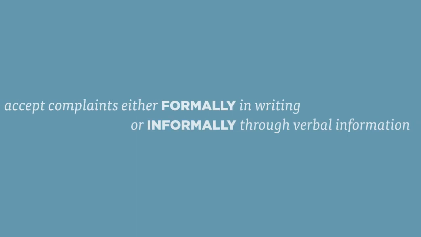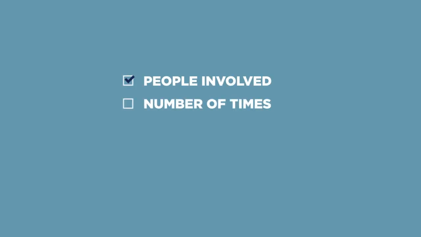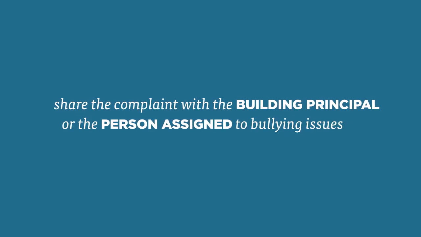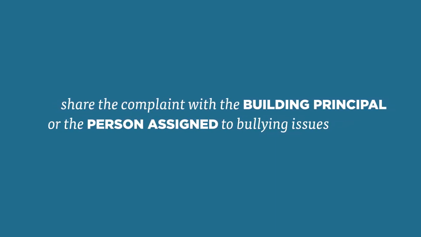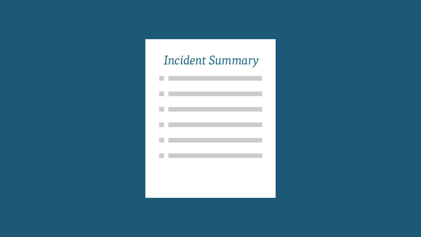1. Accept complaints either formally in writing or informally through verbal information. This includes the names of people involved, the number of times and places of actions, and names of potential witnesses in an incident report. 2. Share the complaint with the building principal or the person assigned to bullying issues. Accept, review, and take action on an anonymous complaint if the witness requests confidentiality. 3. Make reports of incidents available to families with students involved. Provide a summary of all incidents twice a year to the local board president and to families and community on the district website.